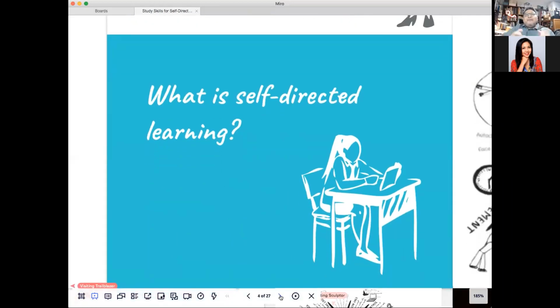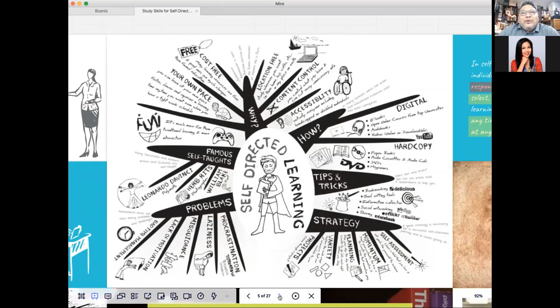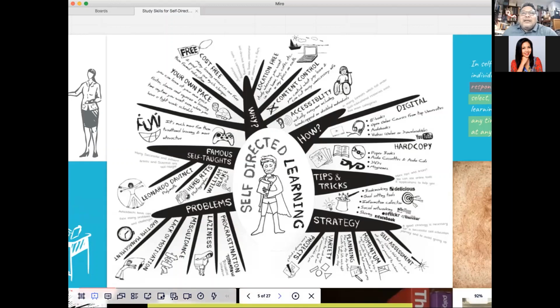But first, before I begin sharing about study skills, let us first think about what is self-directed learning. A quick search on the internet could present you with an image such as this, a kind of concept map of what self-directed learning is. And there are quite a bit of resources that you can find.